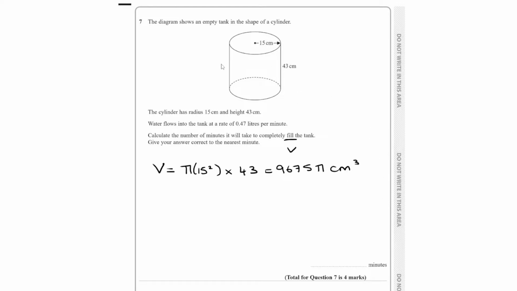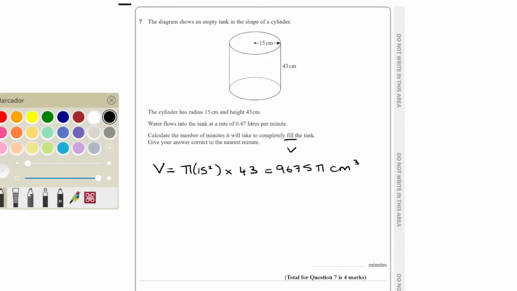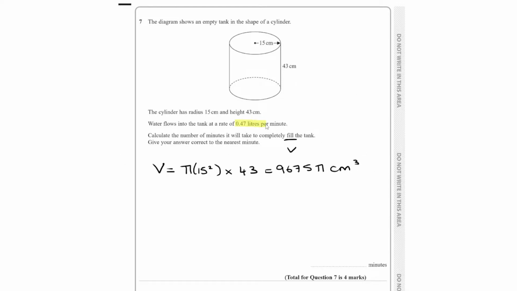Now, the only thing with that is that it's in centimeters cubed, isn't it? That's the units here. They've given us centimeters, so volume is centimeters cubed. However, this bit is in litres. So you can either convert the 0.47 into centimeters cubed or convert the centimeters cubed into litres. It's up to you. I'm just going to convert this into litres. So you would have to know that conversion.